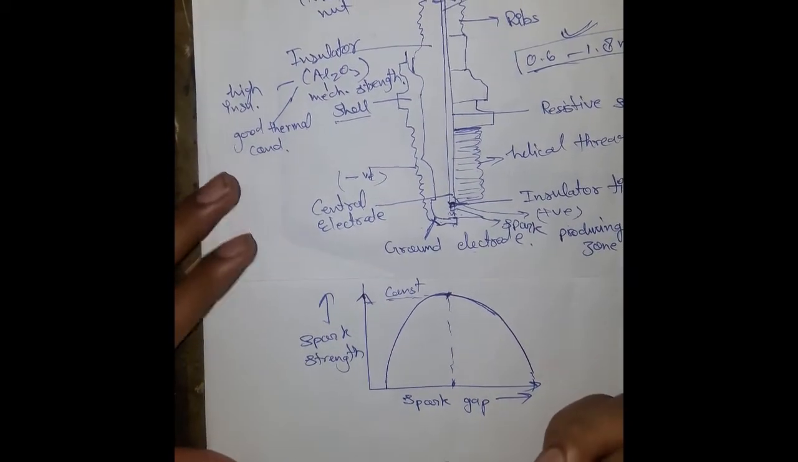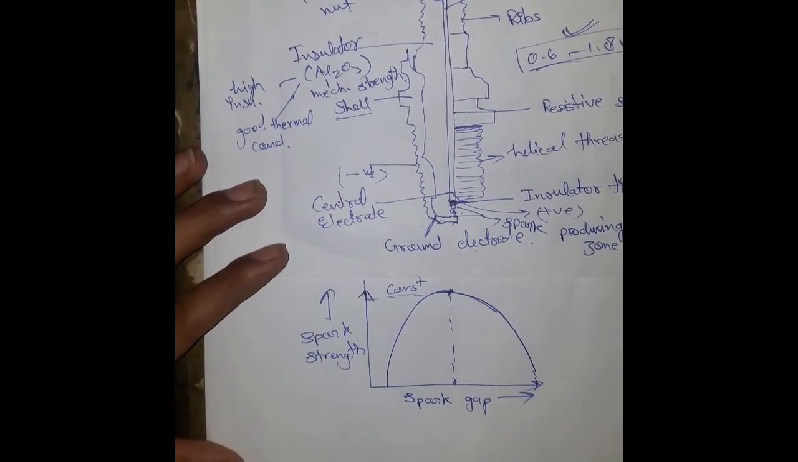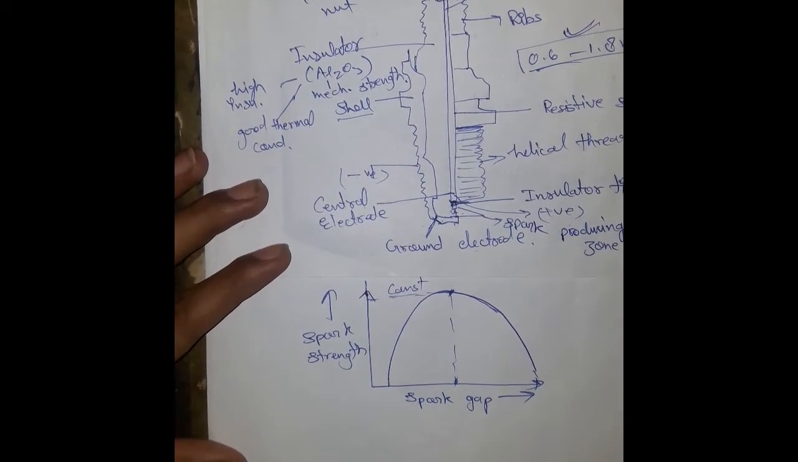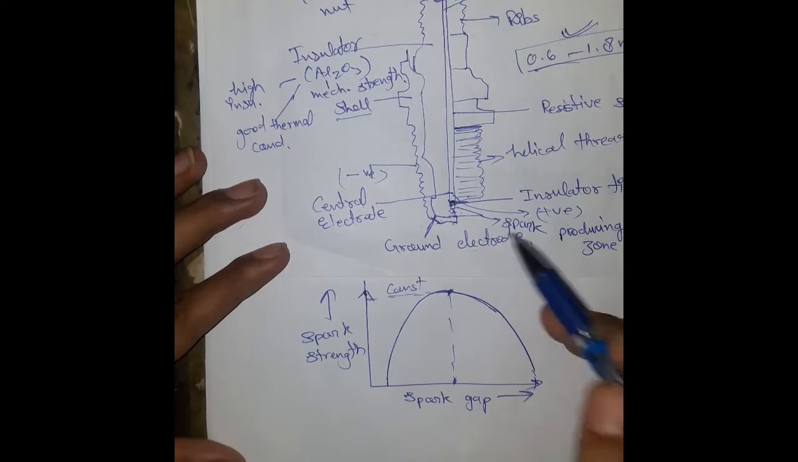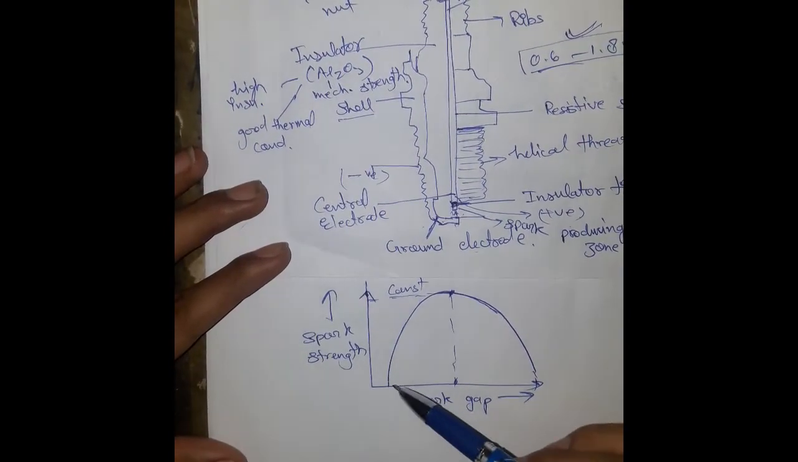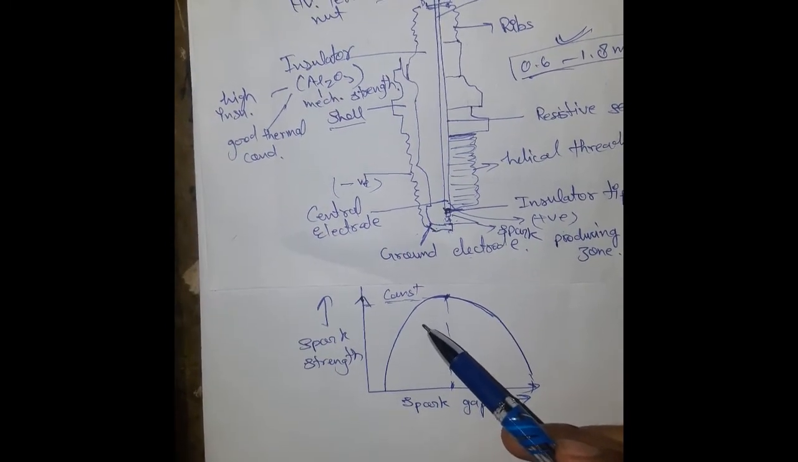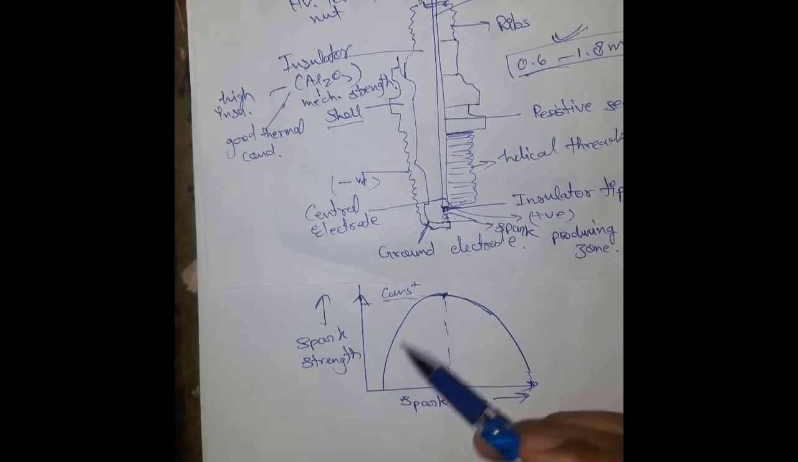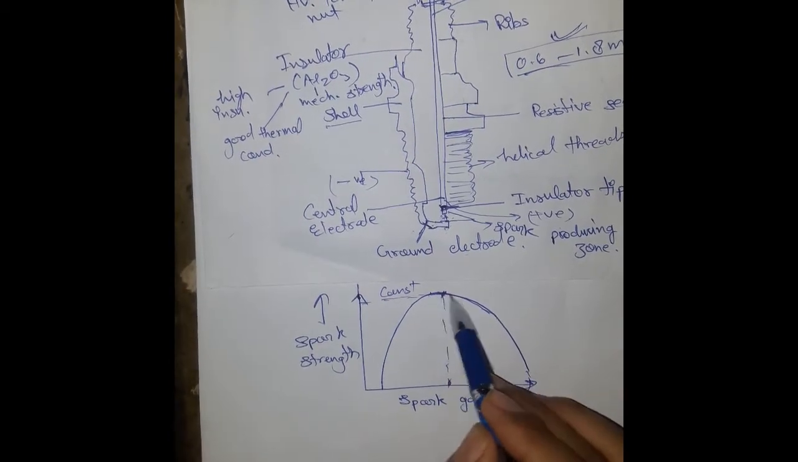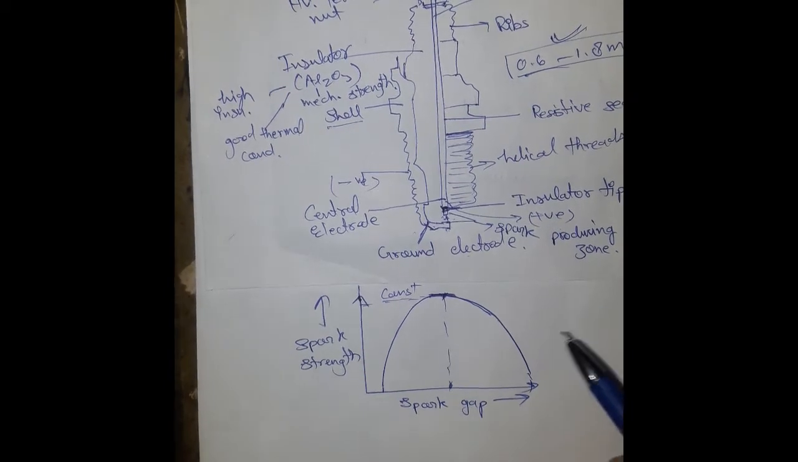So our application is not reached. Why do we need the spark plug? We need it to initiate the combustion reaction, but if that temperature is not reached, then there is no use of the spark plug. So we keep on increasing the gap until our desired temperature range is reached. It is reached somewhat here, and this is around 0.6 to 1.8 mm.